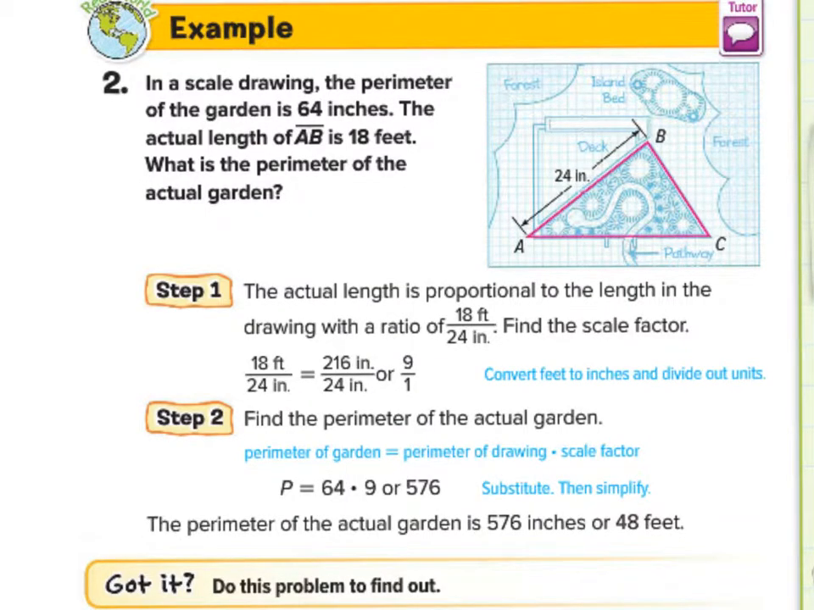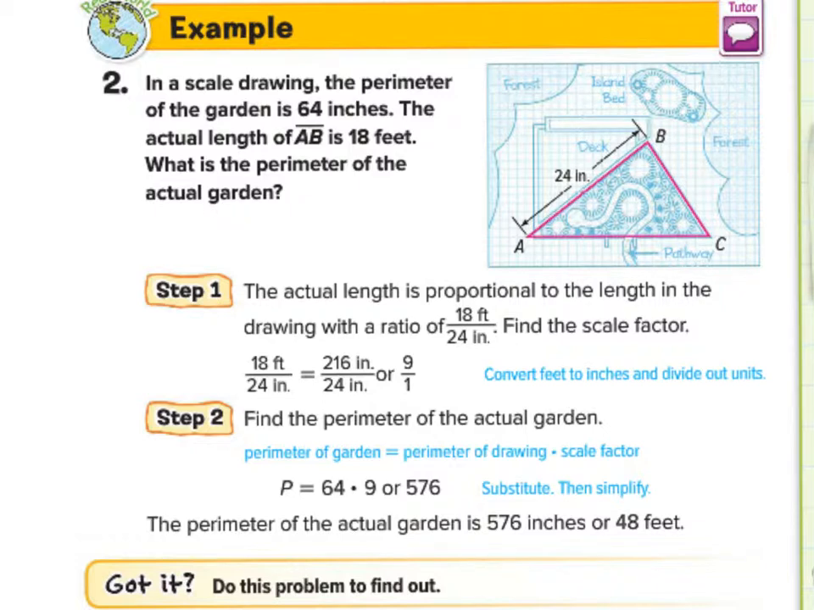Let's try it again, but now we're going to apply it to a real world scenario. In a scale drawing, the perimeter of the garden is 64 inches. So we've got 64 inches in this entire perimeter, the distance around. The actual length of line AB is 18 feet. What is the perimeter of the actual garden?